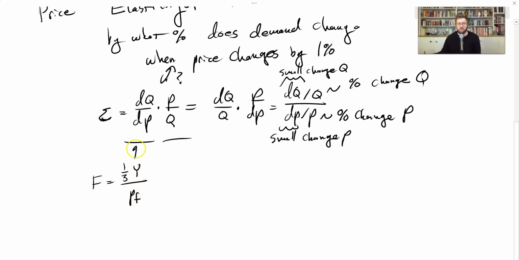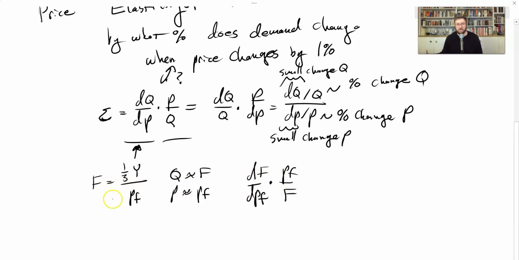Well, first we need to find this, and then we can substitute in the prices and the quantity. In this case, since we're talking about food, Q is F, since we're measuring the quantity of food, and P is P_F. So we want to know the derivative of F with respect to P_F, and then we need to multiply that by P_F over F to get the elasticity.